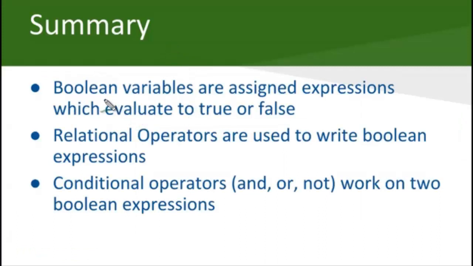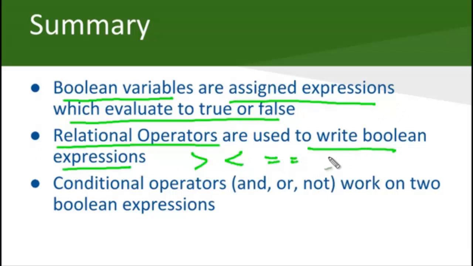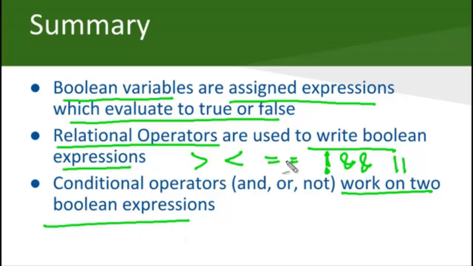So let us summarize what we have learned. We have Boolean variables which are assigned expressions which evaluate to true or false. These expressions are Boolean expressions, and we use relational operators to write Boolean expressions. Relational operators like greater than, less than, equal to, unequal to, etc. And then we have conditional operators like not, and, or, which work on Boolean expressions. So these three are the conditional operators that we discussed.